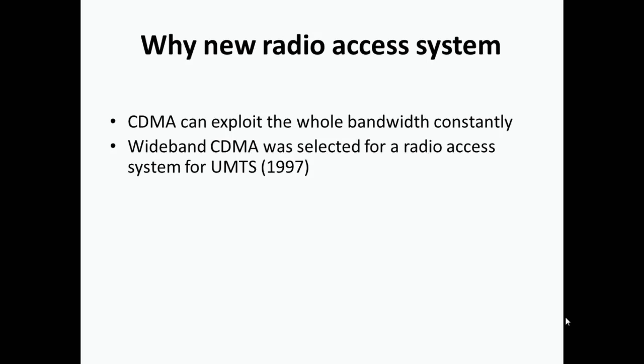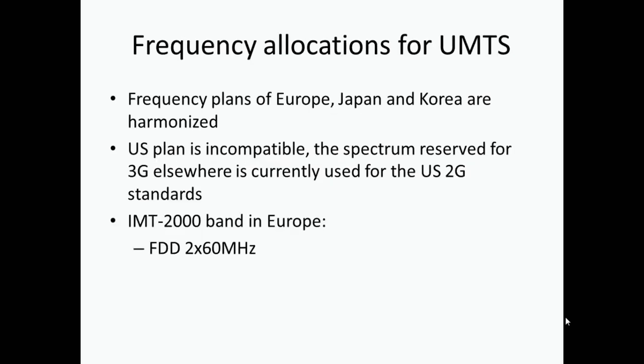CDMA provides us the whole bandwidth constantly and continuously. Now the new version of CDMA is wideband CDMA, also called WCDMA, which was selected as the radio access system for UMTS in 1997. WCDMA not only supports voice communication but also carries data at high rates, for example TV video streaming and interactive session data requirements.